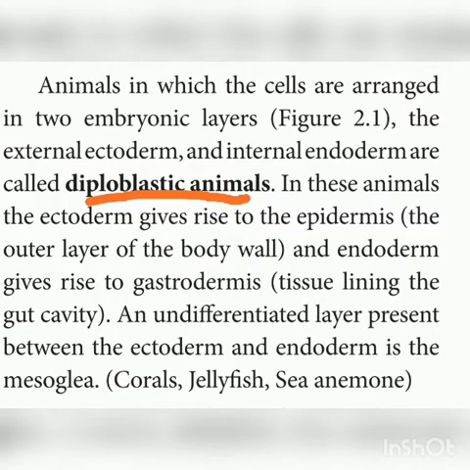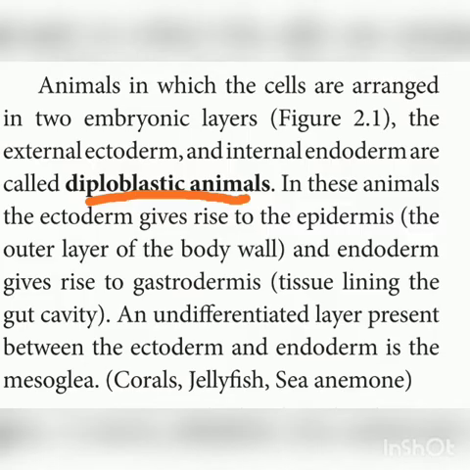Next we move on to diploblastic and triploblastic. Diploblastic animals means the organisms have two germ layers, ectoderm and endoderm. Ectoderm, endoderm ரெண்டு germ layer இருந்தால், ஓகேவா, they are called diploblastic. Okay, so what is mesoglea? Mesoglea means ectodermக்கு endodermக்கு நடுவுல ஒரு undifferentiated layer இருக்கும், அதுக்கு பேர் தான் mesoglea. This mesoglea is present in corals, jellyfishes and sea anemone.